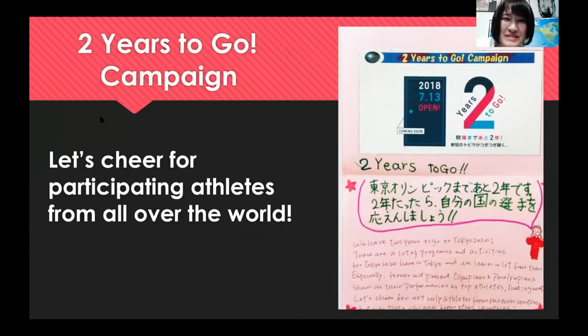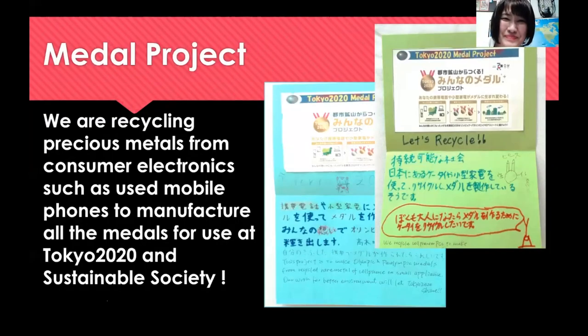This is 2 years to go campaign. The student says, let's cheer for participating athletes from all over the world. Next please. This is a medal project. We are recycling precious metals from consumer electronics, such as used mobile phones, to manufacture all the medals for use at Tokyo 2020 and sustainable society. Next, please.